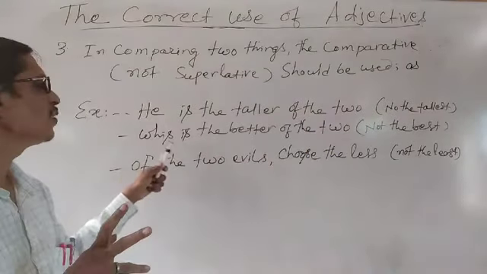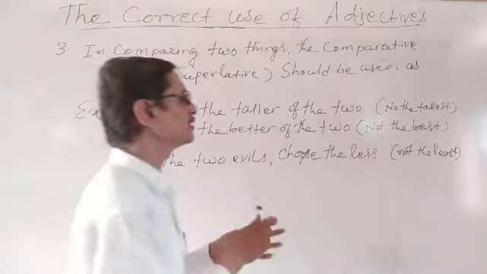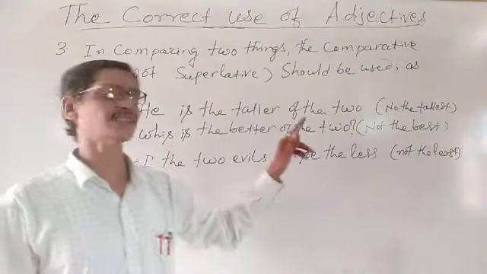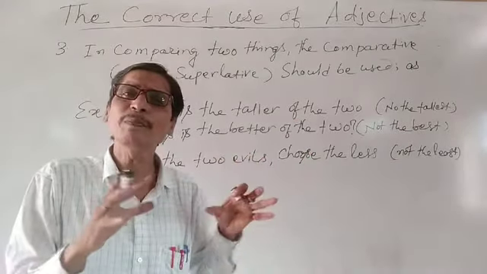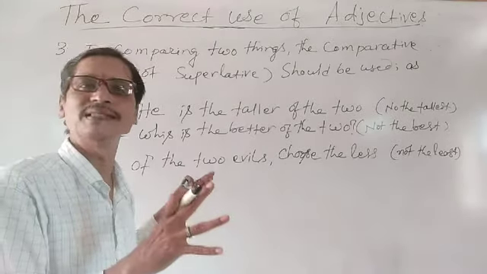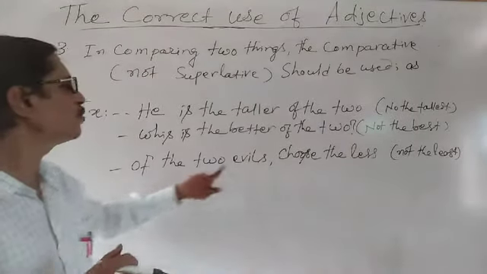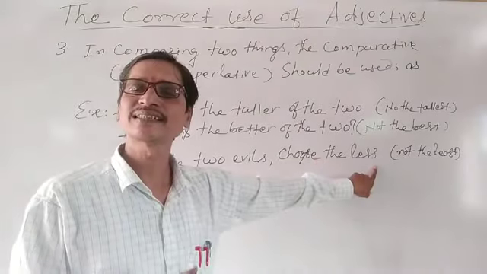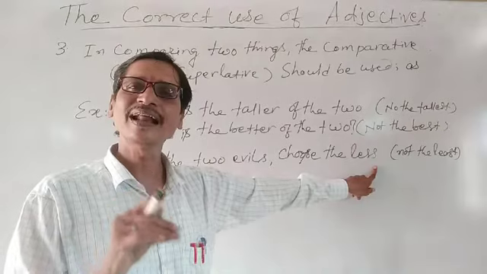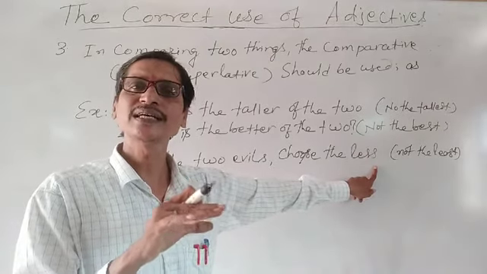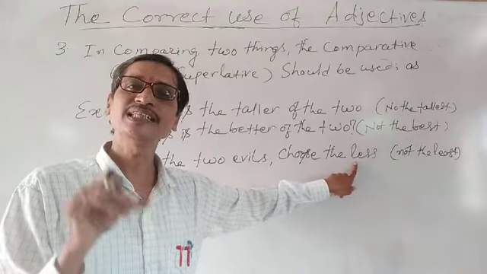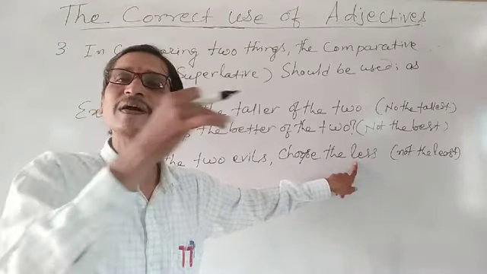Similarly, which is the better of the two? So we cannot say "which is the best of the two", because we are comparing. So we should use the comparative degrees for comparison. Similarly, of the two evils, choose the less. Less is comparative degree, you must know. Little, less and least: little is positive, less is comparative, whereas least is superlative degree.